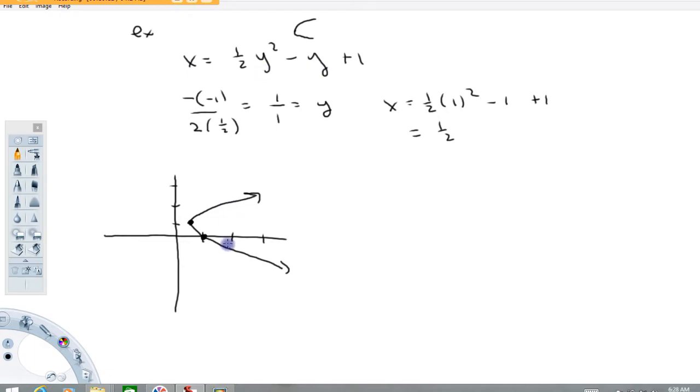Now, other questions that are on these tests, they ask for the axis of symmetry, and I forgot to do that in the last example. But in this example, the axis of symmetry is this axis right here. The axis of symmetry goes through the vertex.